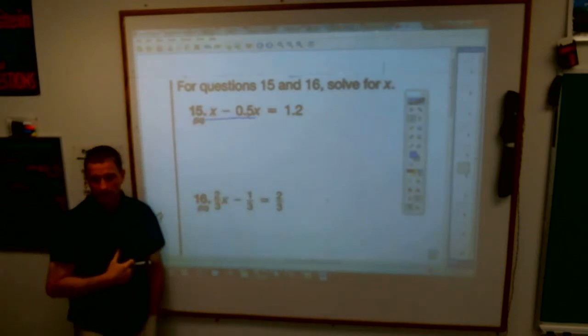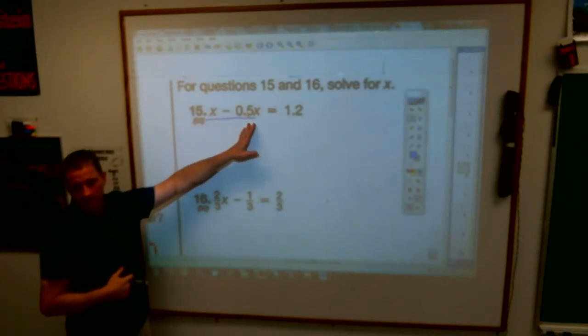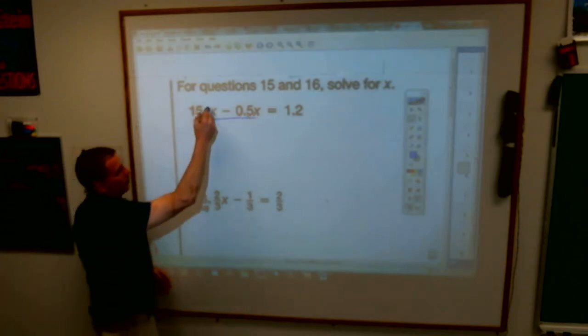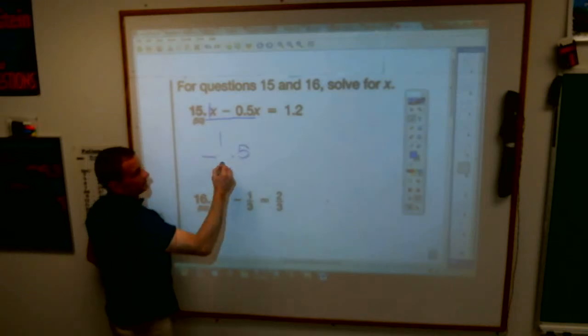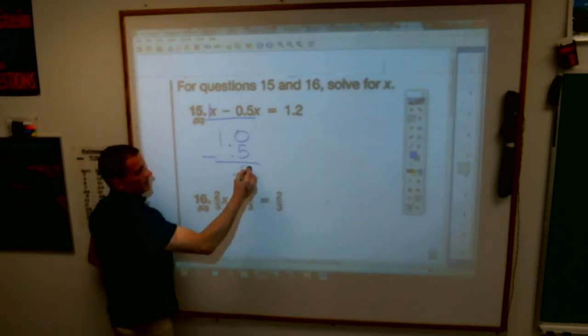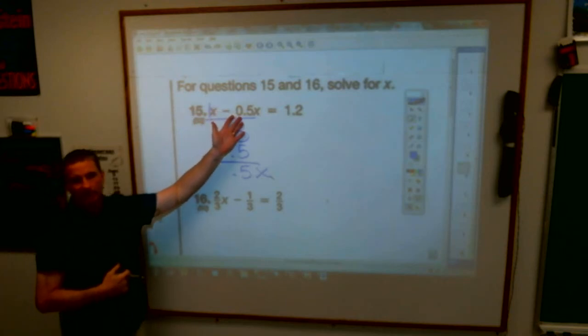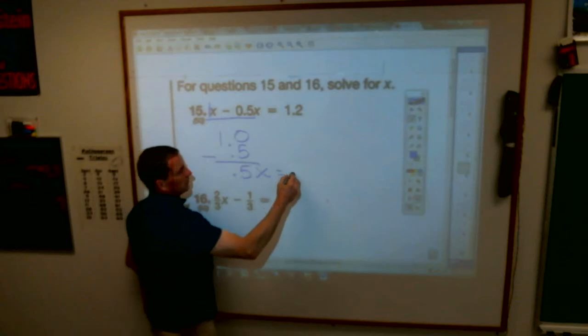Or subtract 1.5x from... 1 minus 0.5 is... Well, it's like $1 minus 50 cents. This is a 1 in front of here. 1 minus 0.5. You end up with 0.5x. It's the same as 1x minus half x. You end up with a half x. And then that equals 1.2.